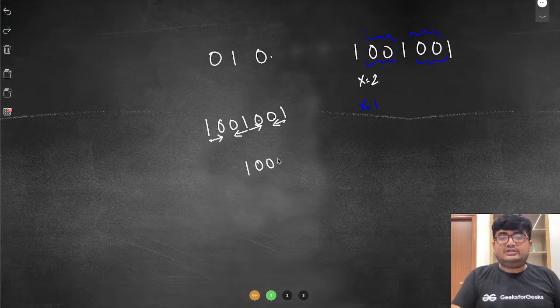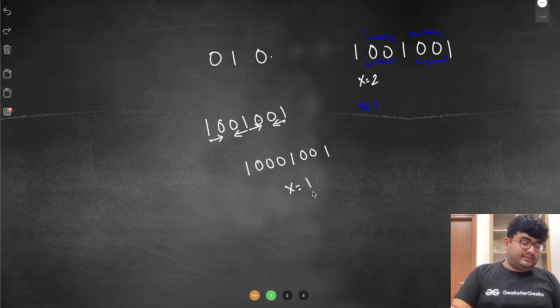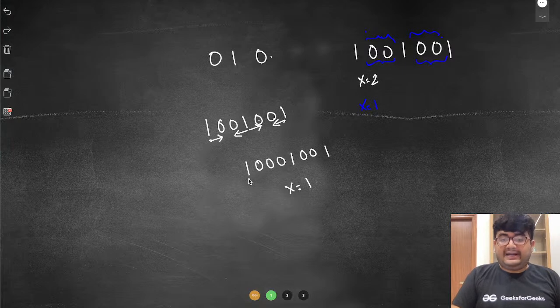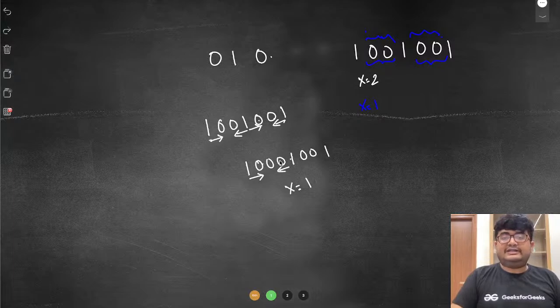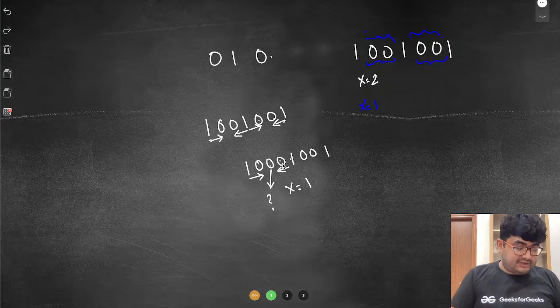Let's say it is 1 0 0 0 1 0 0 1. In this case, if x equals 1, it should be false. Why should it be false? Because from this Wi-Fi, this room will also get a connection, and from this Wi-Fi, this room will also get a connection, but this room doesn't get a connection from any Wi-Fi. So this room doesn't get a connection, and that's why the answer will be false.